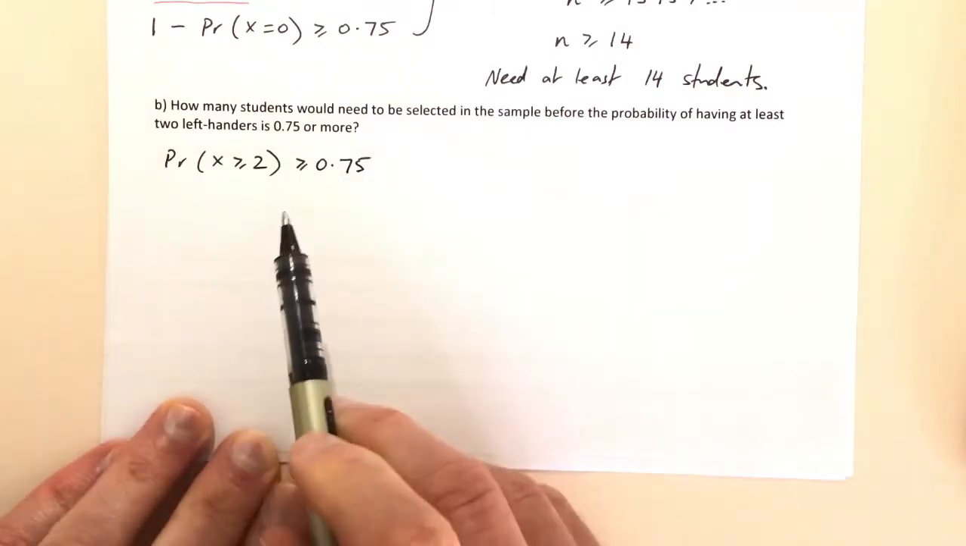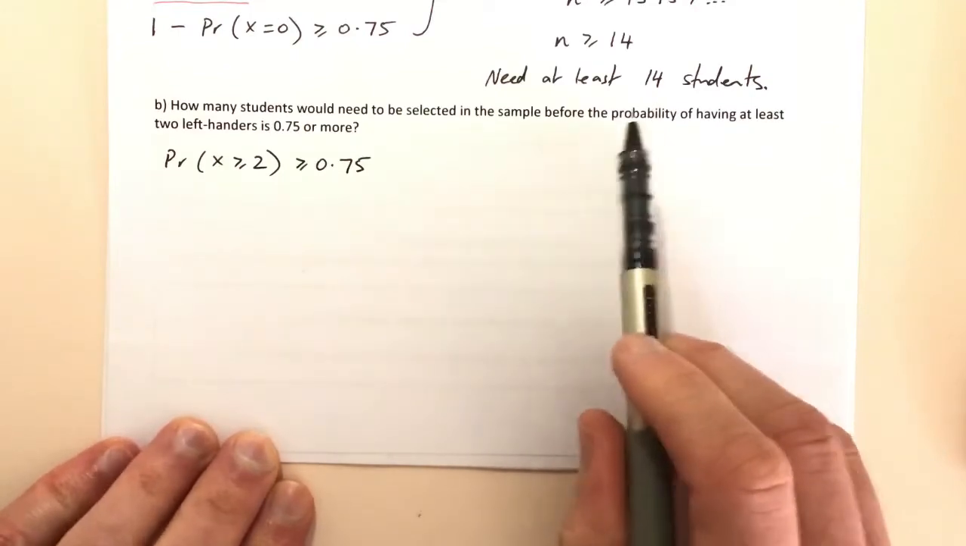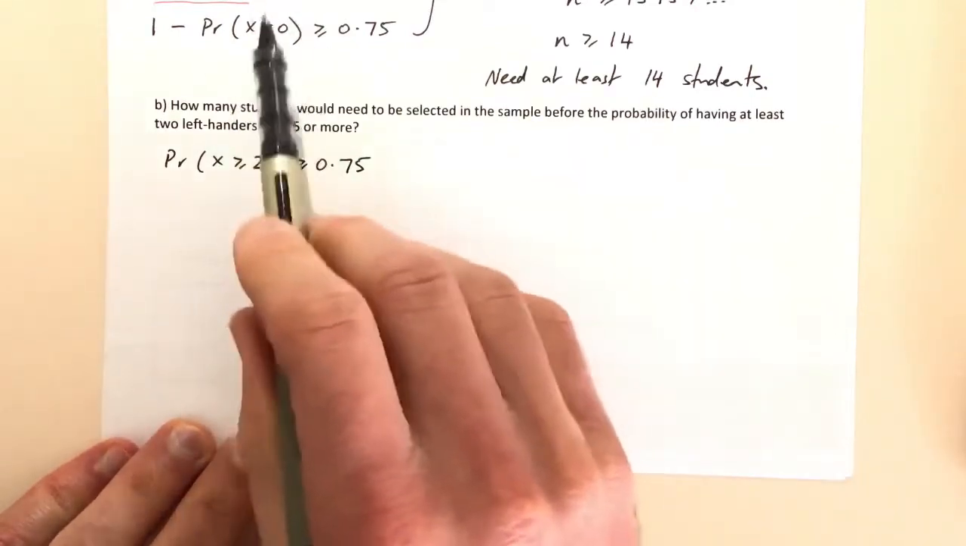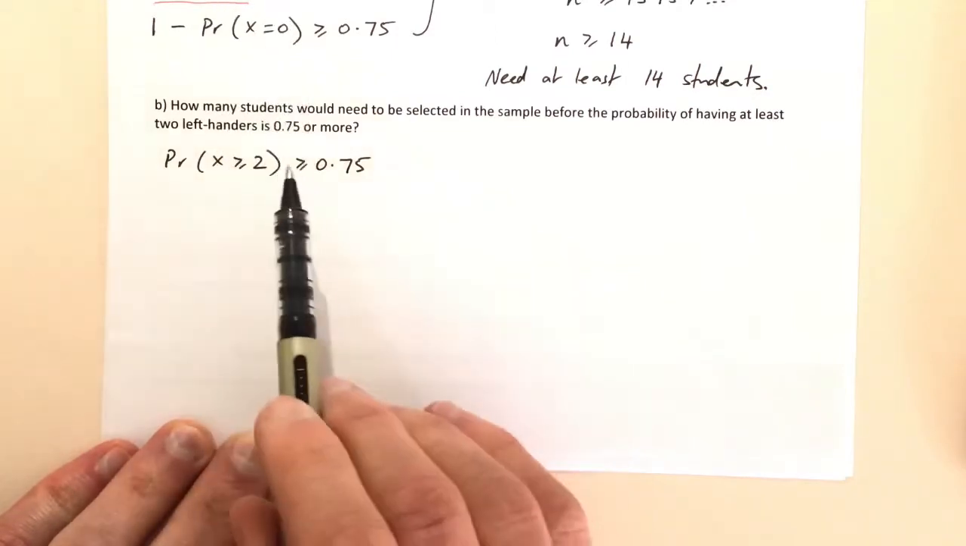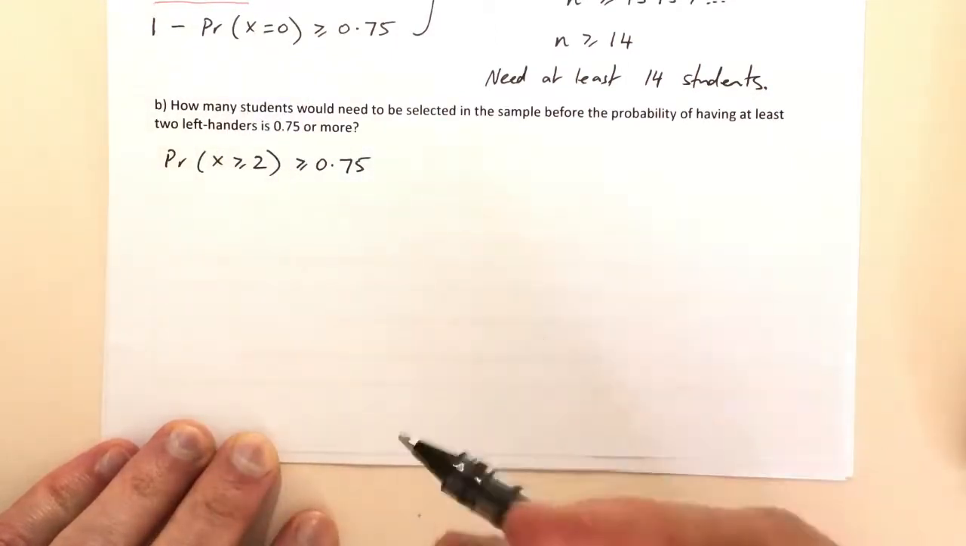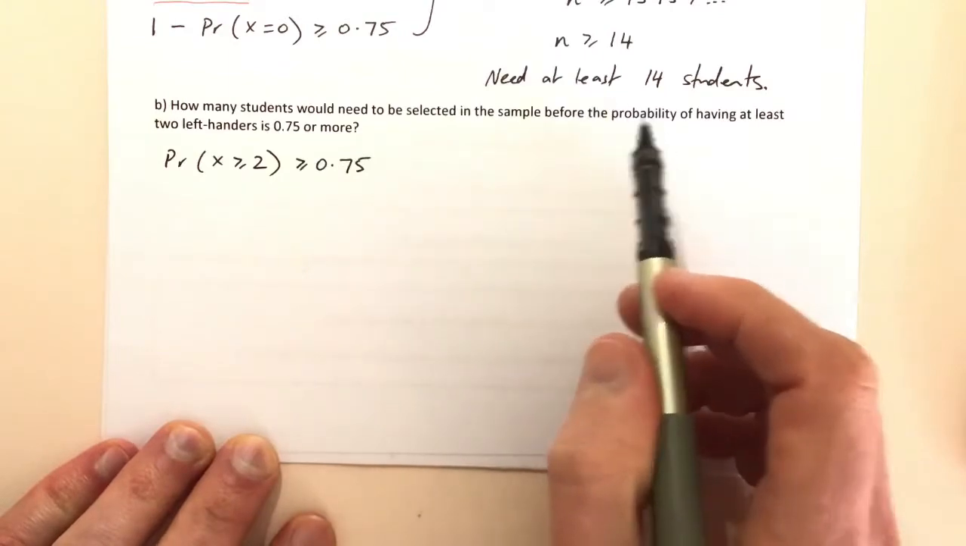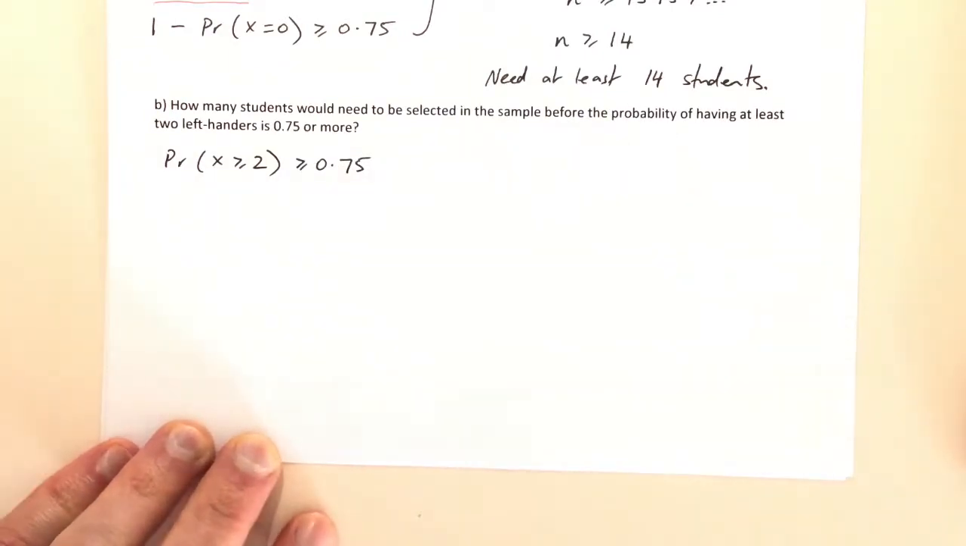Now you would expect that this means we need a bigger sample, right? If we needed to get 14 students before we had this probability of getting at least 1 left hand in the sample, if we now need at least 2, you'd think we're going to need more students in the sample. So we were expecting a higher number than the 14 we got in part A.